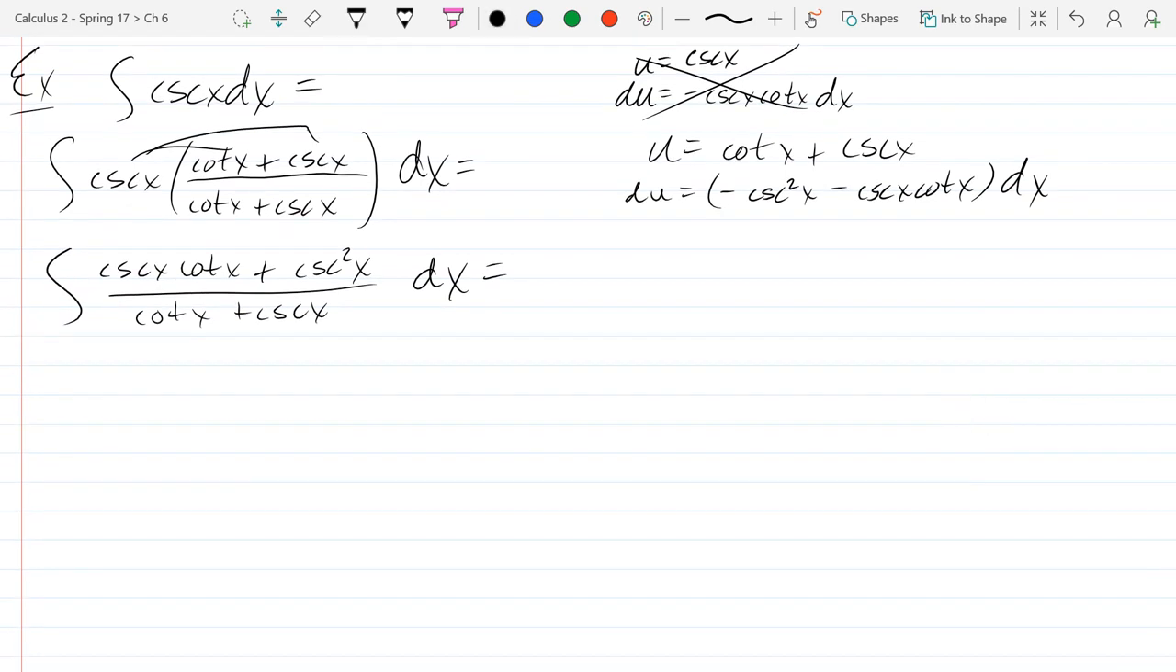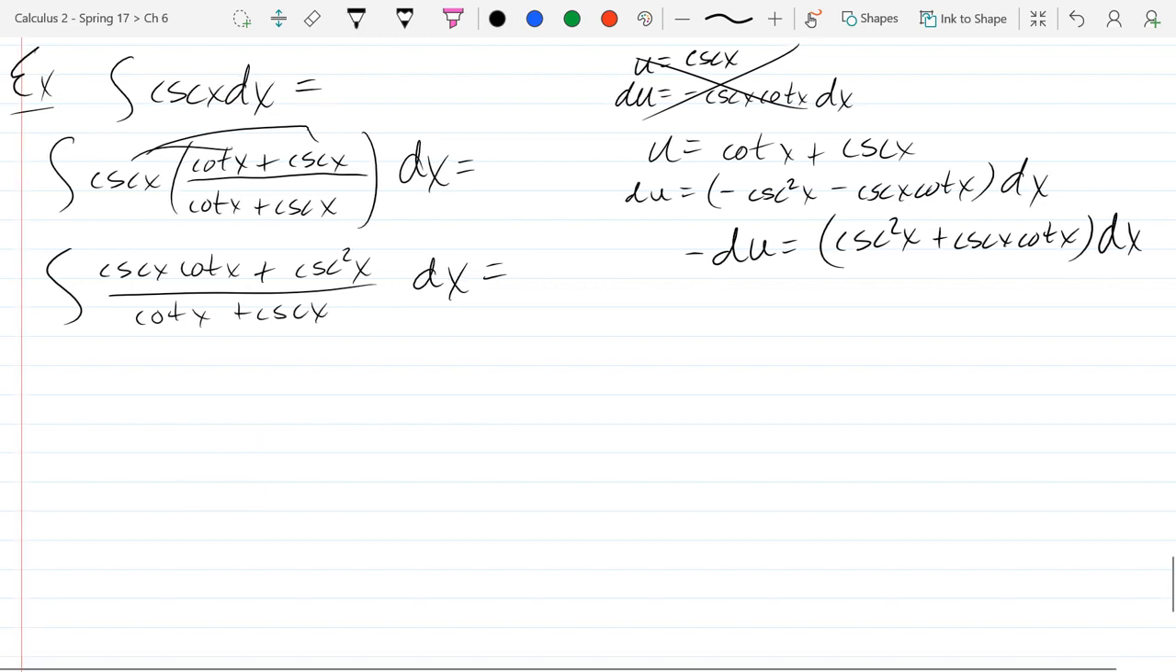So I see cosecant cotangent, and I see cosecant squared. I just don't see negative signs. So we'll factor out the negative sign and multiply by -1. We have negative du equals the quantity cosecant squared plus cosecant cotangent dx. We'll just bring the negative out. Luckily, they're both negative, so I didn't have to change the sign on one of them. So we get 1 over u, the denominator is u, dx, and the whole numerator became a negative du.